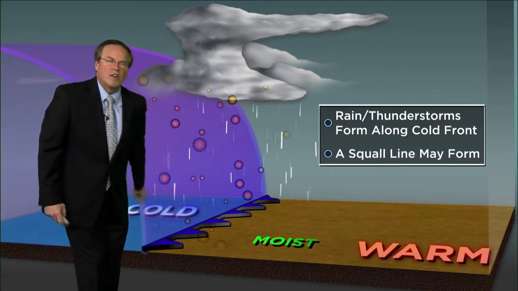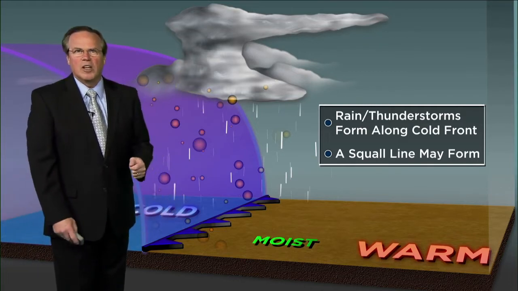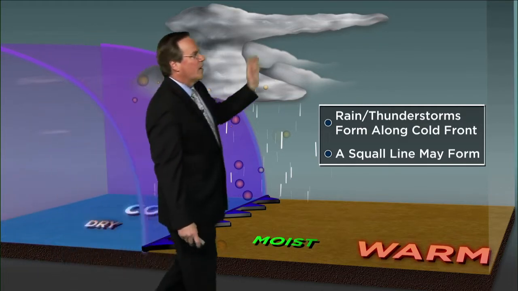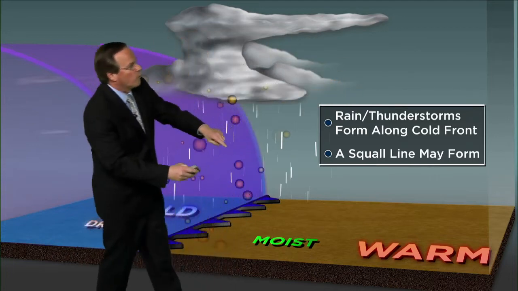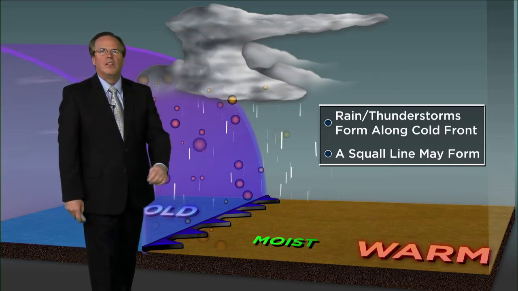Cold fronts are the active area. Actually, all fronts are the active areas, but that's the clash zone where weather goes on. Remember, with the warm fronts, weather can happen well ahead of the front, but with the cold front itself, most of the action is along and just near the front.